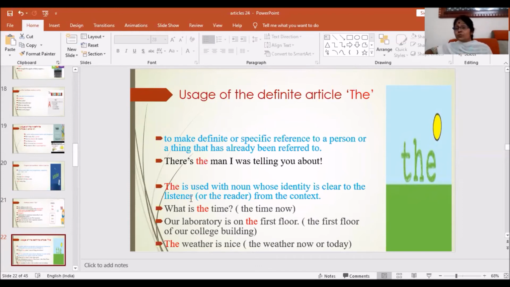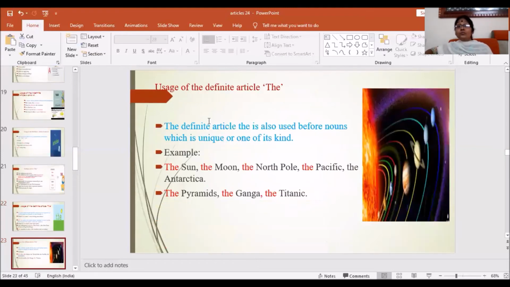And we also use the with a noun whose identity is clear to the listener. For example, what is the time? Clearly the listener knows I'm asking what is the time now, right? So then they will know about it. Or we also use the definite article the when we are referring to unique or celestial bodies like the sun, the moon, the north pole, the Pacific, right?